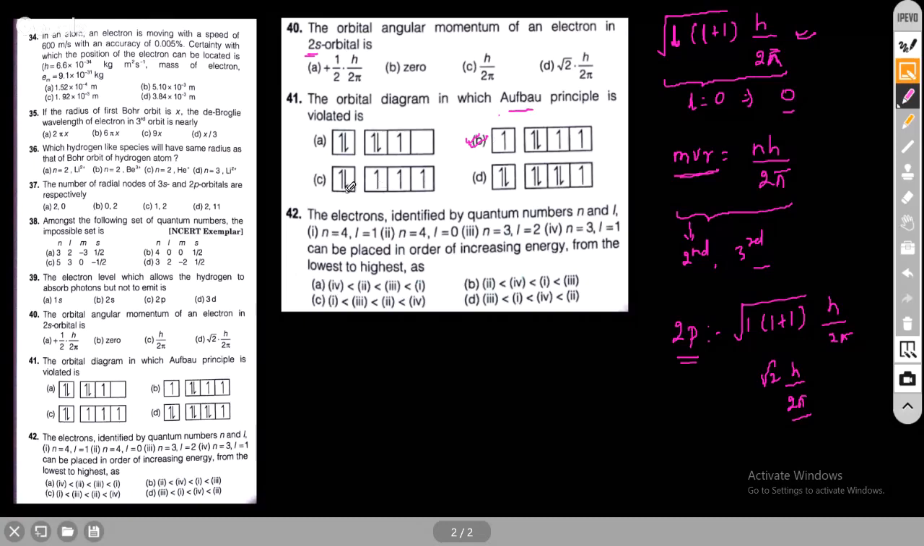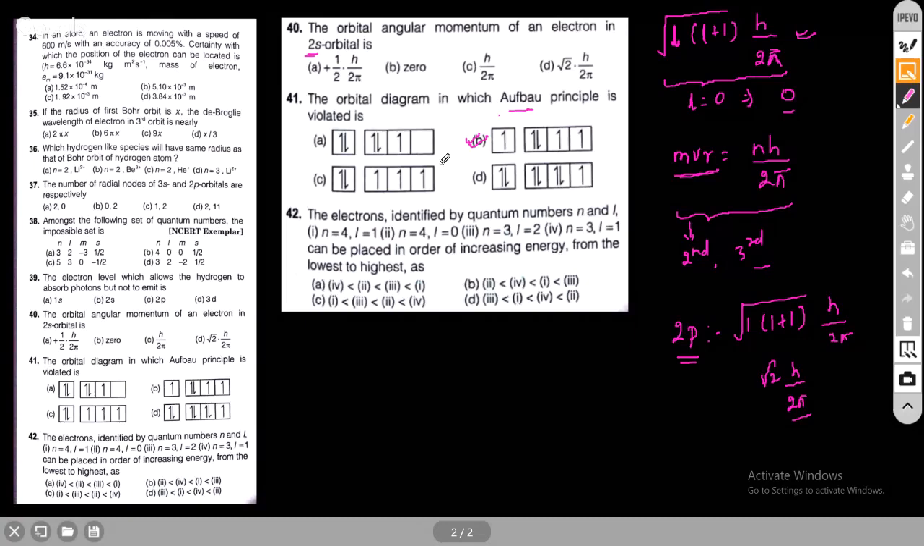Is there any violation of any rule in these two options, C and D? No violation. Okay, so C and D are perfectly right.